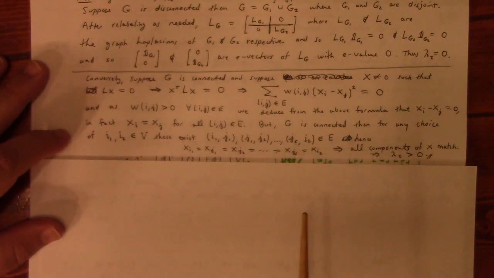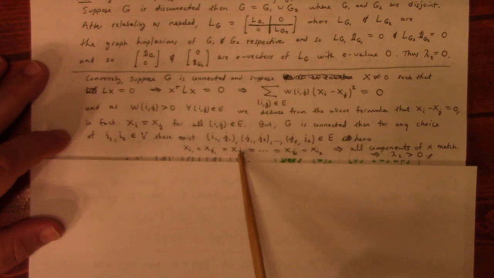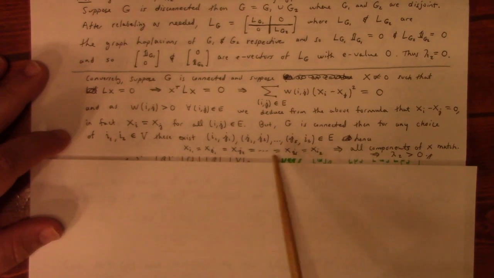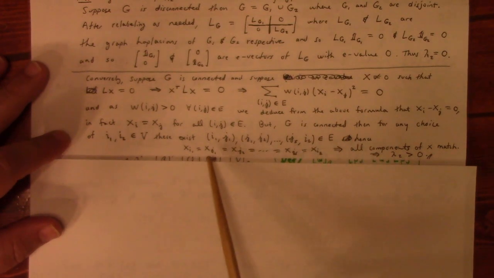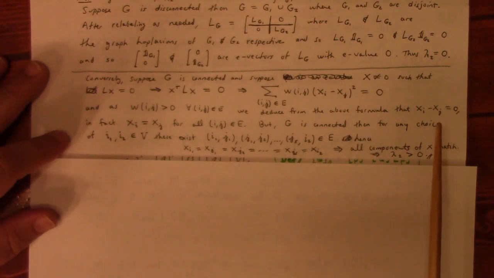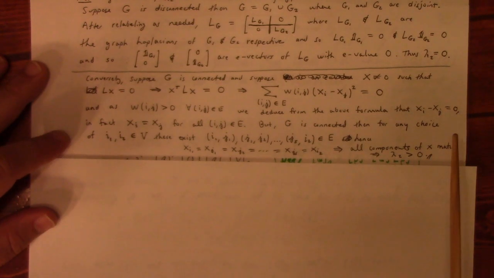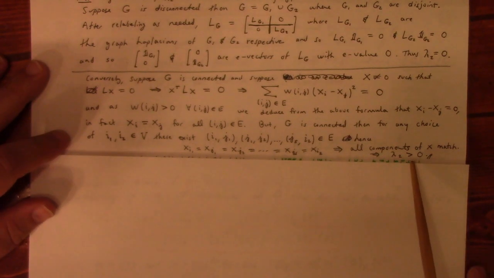But that then means that xi1 is equal to xj1, which is equal to xj2, and so forth and so on, is equal to xjs, which is equal to xi2, which shows you that xi1 is equal to xi2. But i1 and i2 are arbitrary components in this 0 eigenvector, and we've just shown that an arbitrary pair has to be equal. So all the components of x match, which implies that lambda 2 is positive. Oh, yeah. So yes. All right.